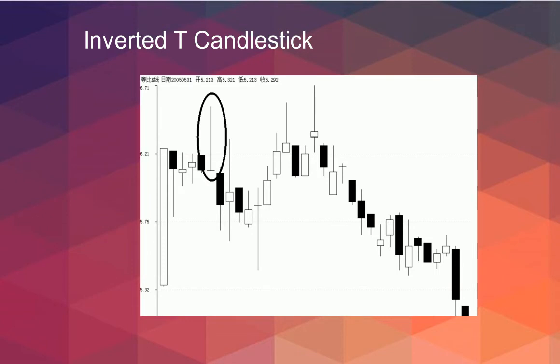So we can see this one. It only has the upper shadow, there's no lower shadow, okay? And the open and close prices are the same, okay? So this is the inverted T candlestick pattern. So if you see this candlestick appear, you should know that the price may go down. This is not good, okay? Then we can see the next one.